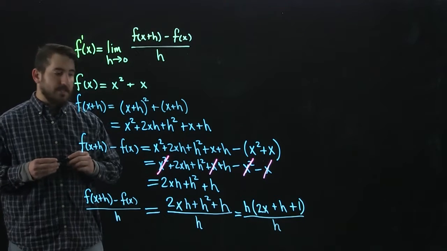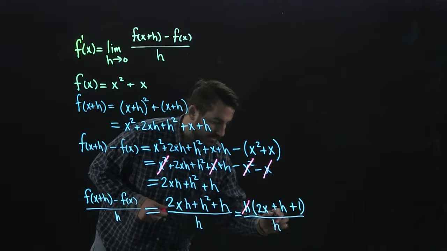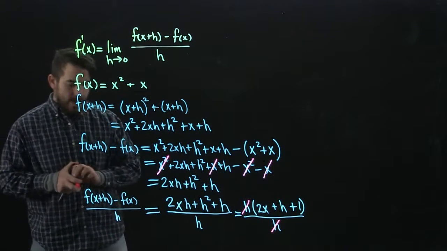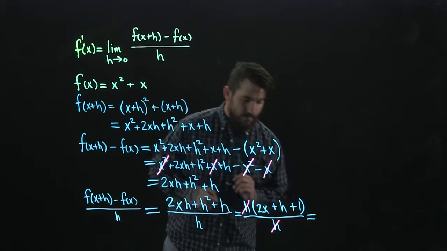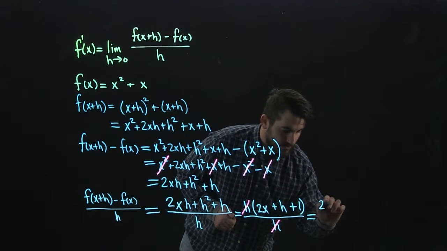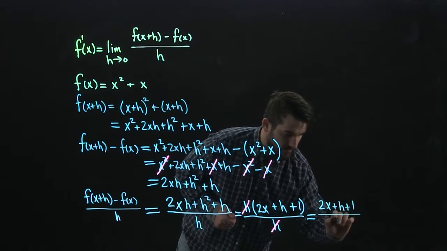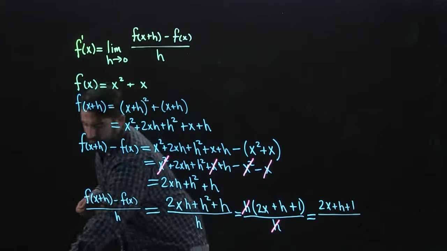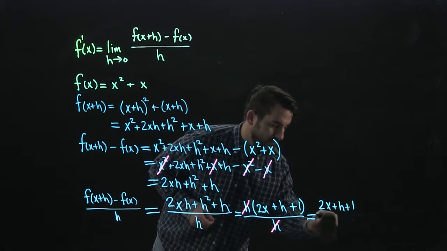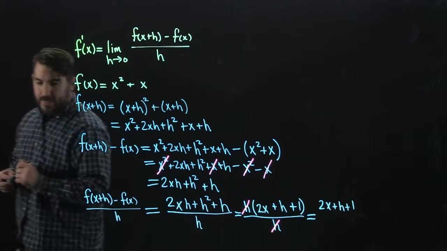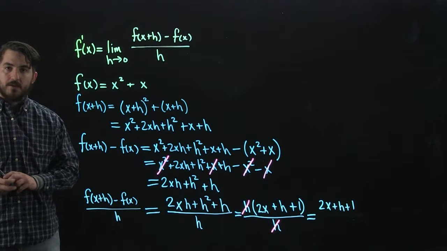And what we should notice is the h's can cancel. So I'm going to cancel out these h's. And so finally, I have 2x plus h plus 1, and that's it. They canceled out. I'm left with just 2x plus h plus 1.